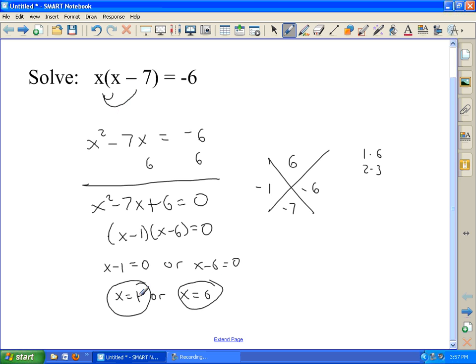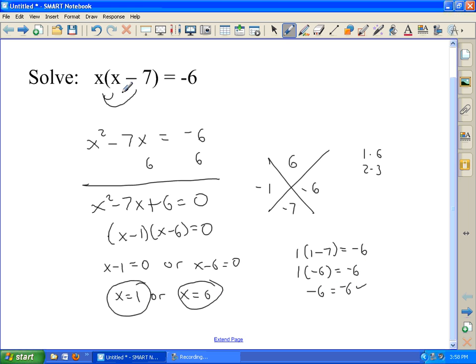If I asked you to check it, you could plug the 1 back in for x here and here, and you would get 1 times 1 minus 7 should equal -6, which 1 minus 7 is -6, and 1 times -6 is -6. So that checks for the x equals 1.